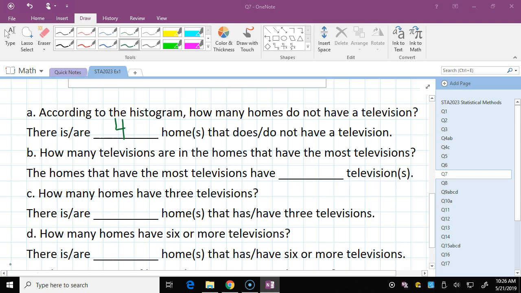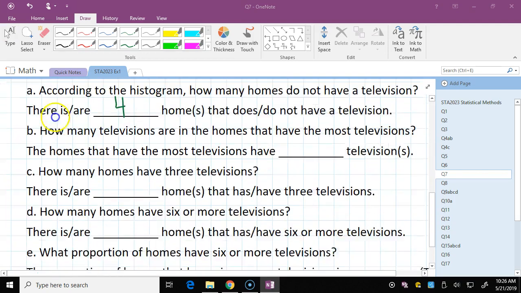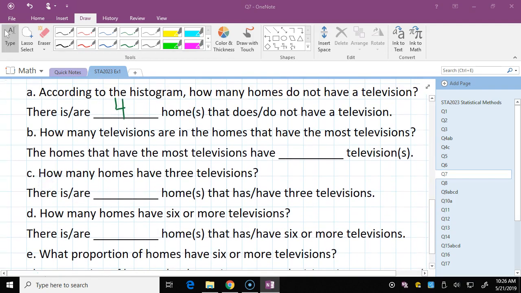Now, this one, if you're not careful, you will give me the wrong answer. So be careful when you read this. It says, how many televisions are in the homes that have the most televisions? I don't have the histogram on here. So, how many televisions, though? 8.